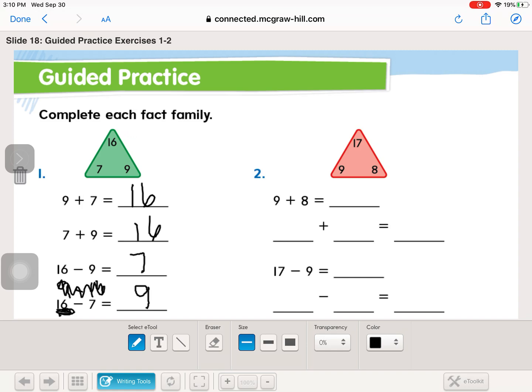All right, and now on to number 2. Go ahead and fill these in with me. 9 plus 8 equals 17. It's here at the top, which means we can also flip this around. Start with 8. 8 plus 9 equals 17. 17 minus 9, the only number left is 8, and then 17 minus 8 equals 9.